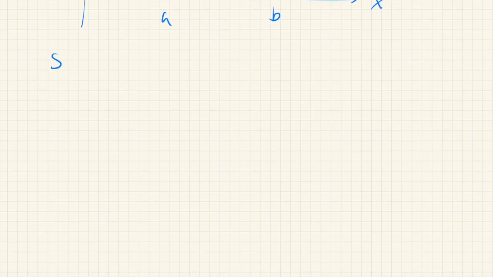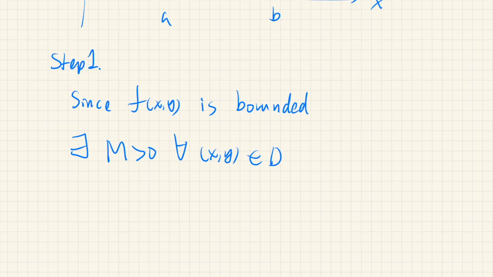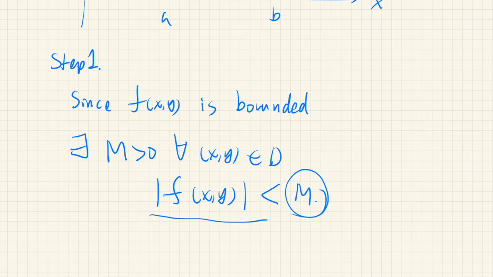Step 1. Since f of x, y is bounded by assumption, there exists some positive real number m, such that for all points in D, the absolute value of the function is less than m. That's the meaning of a bounded function, right? So the function value is bounded by m.